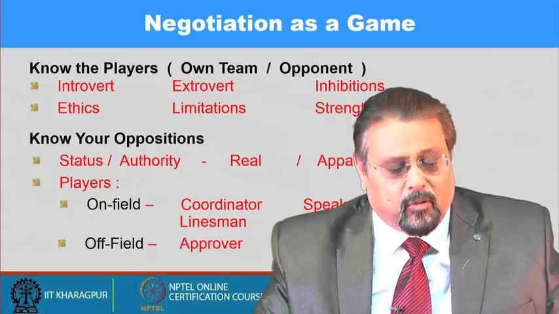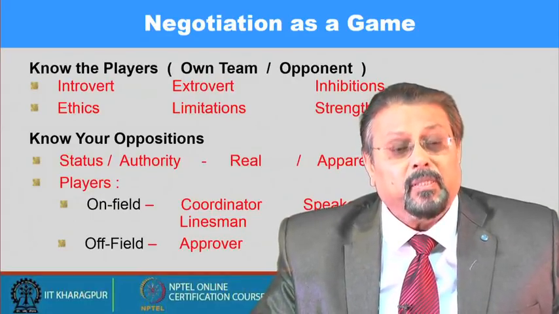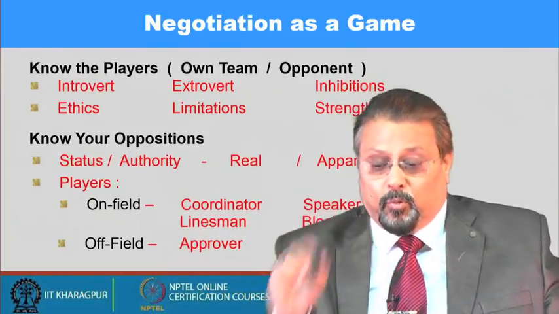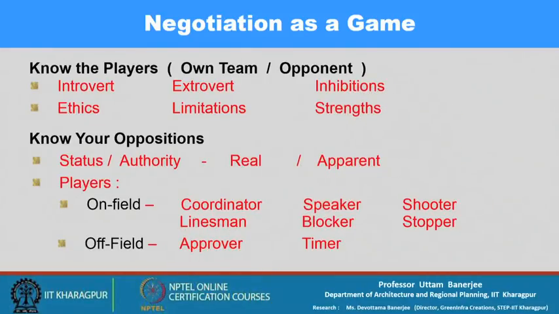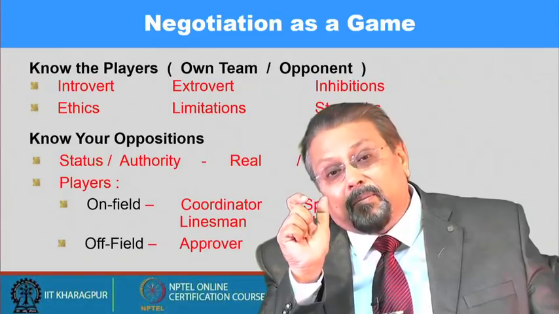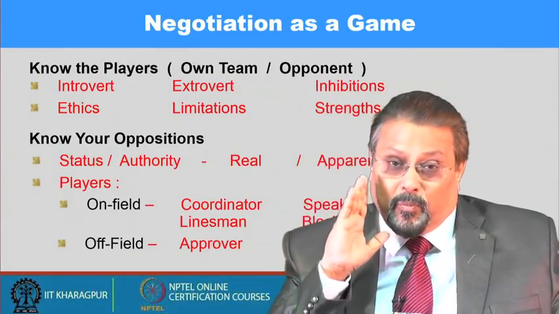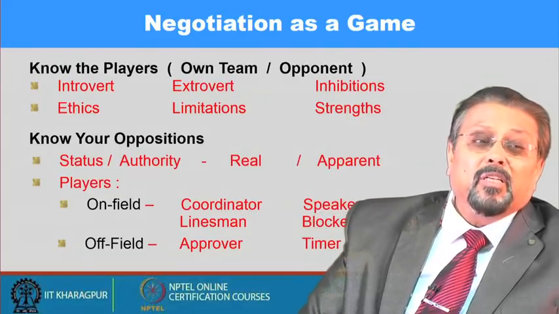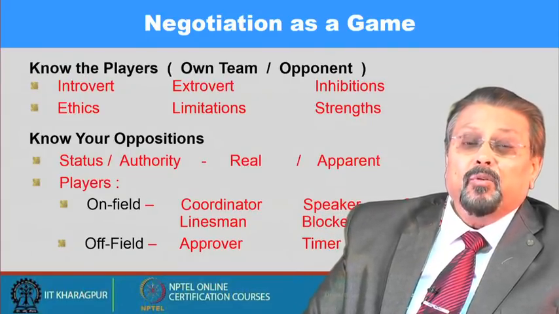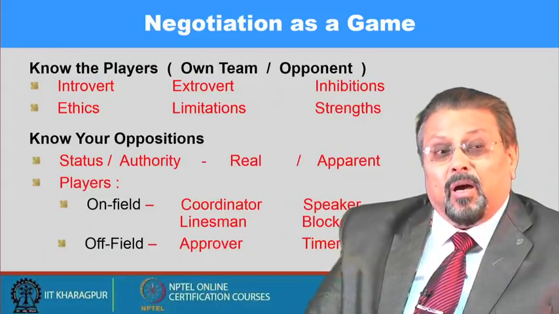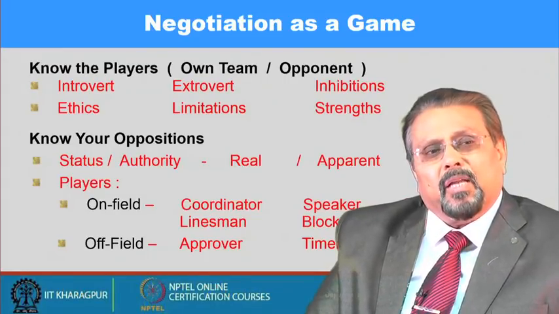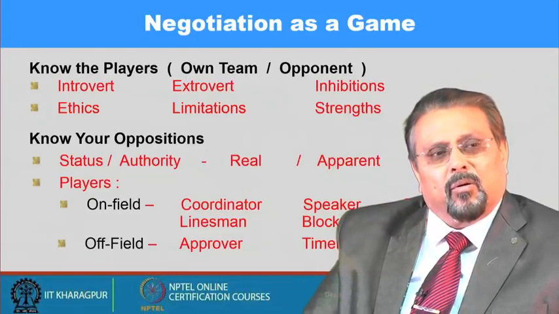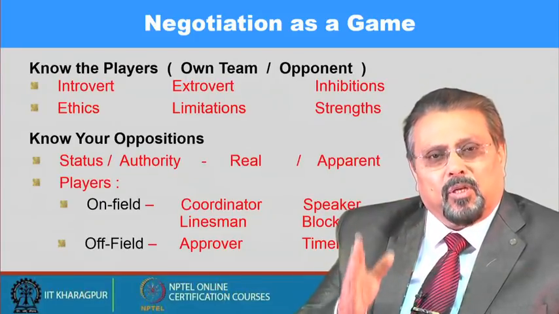Okay? Then comes the off-field approver. That means there is somebody who may not be sitting in this room, but he is the final approving authority who approves. And then there is the timer, who is keeping the time of this negotiation in perspective: how much time, how many discussions, how many meetings have you had, and today's discussion, how long should it go. They'll keep on giving signals to their people, either through mobile phones or other signals, that okay, now it's time, please close it up, stop it.